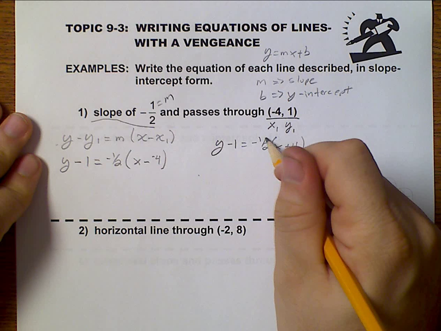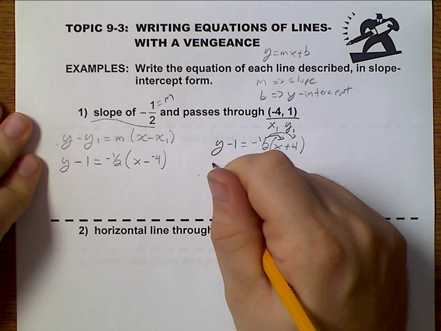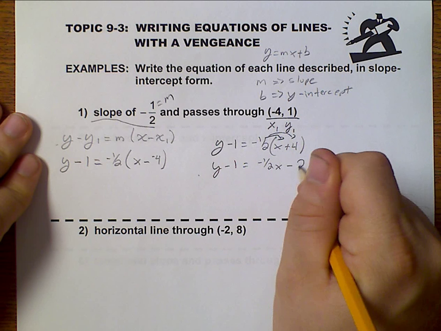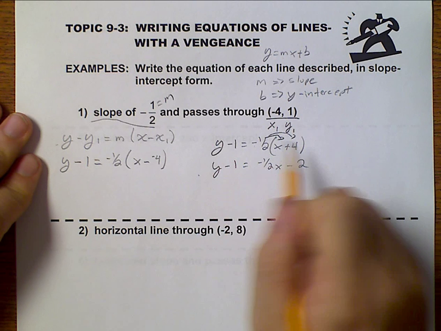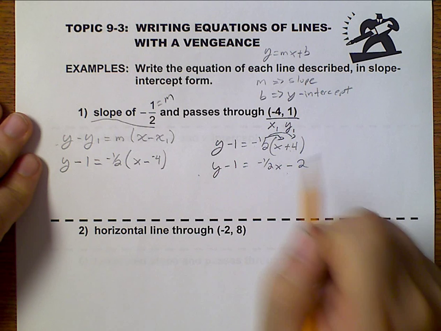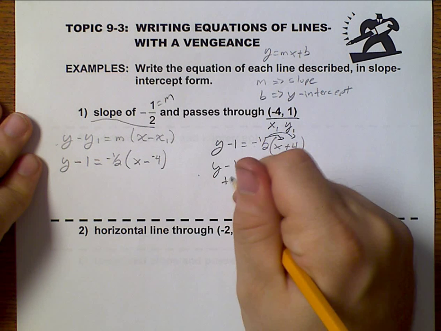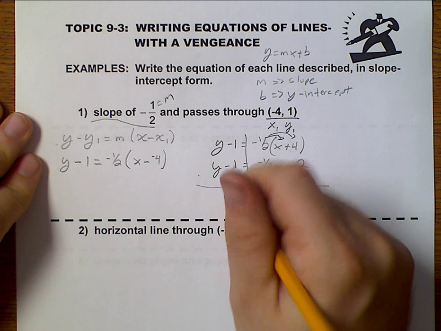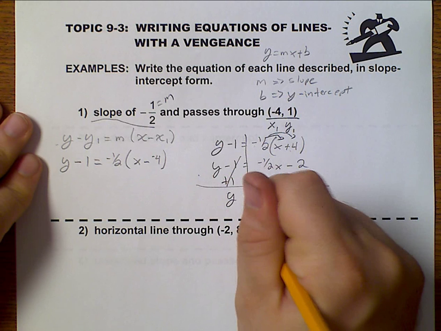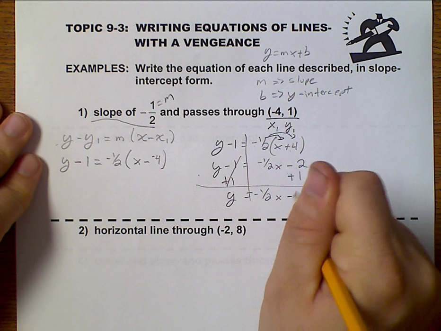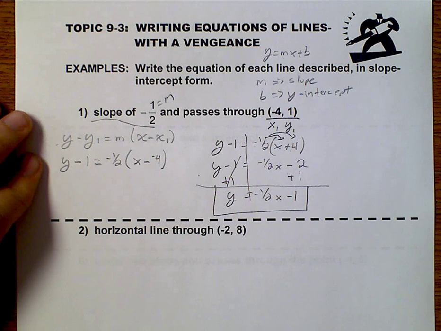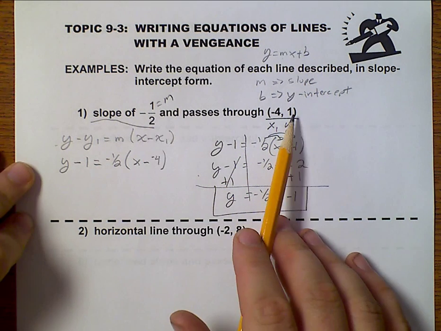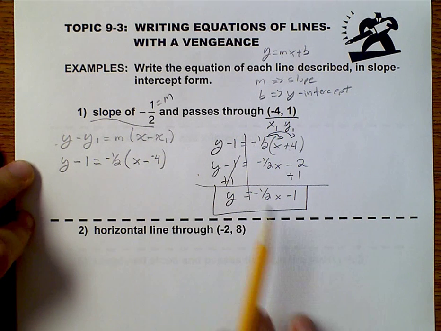And now I'm going to distribute. So y minus 1 equals negative 1/2 x minus 2, because the negative times a positive gives me a negative. Now I'm going to add 1 to both sides just to get rid of it. And so I'm left that y equals negative 1/2 x minus 1. Quite simple. They've given us our slope. They gave us a point. Use point-slope form to pull our equation.